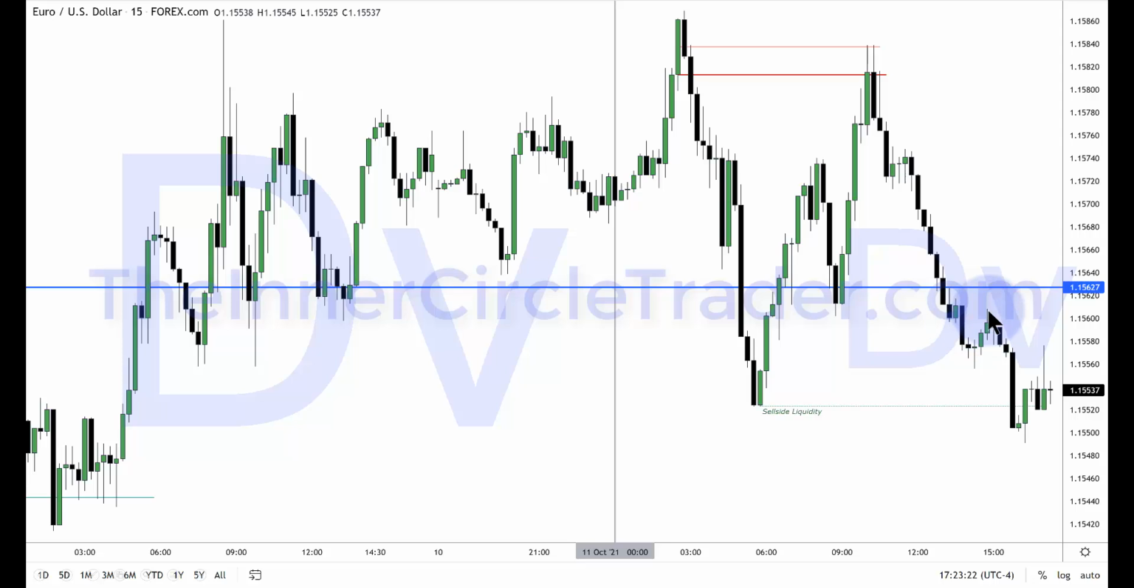from here down to there. Nice little 10 pip drop into sell side liquidity there. So this right here is a really nice little bread and butter late New York session scalp.